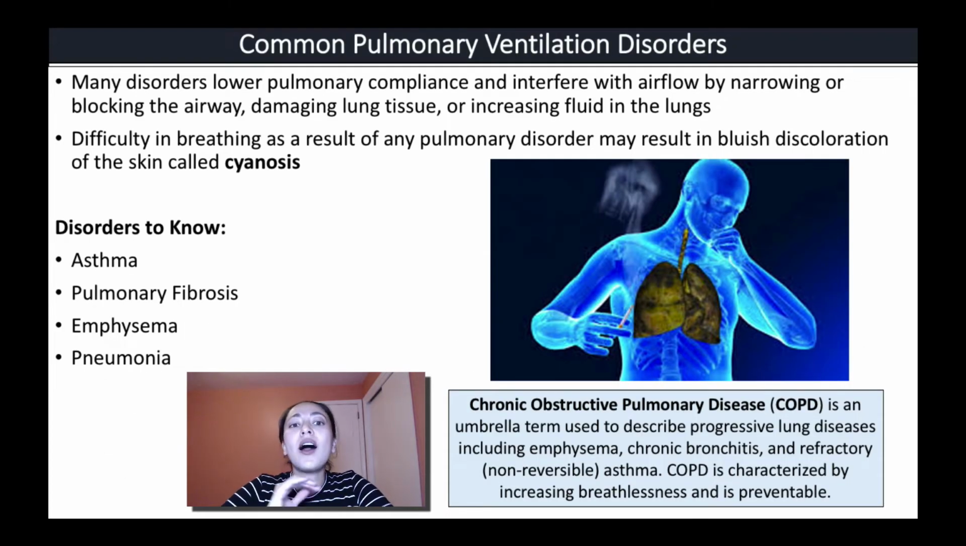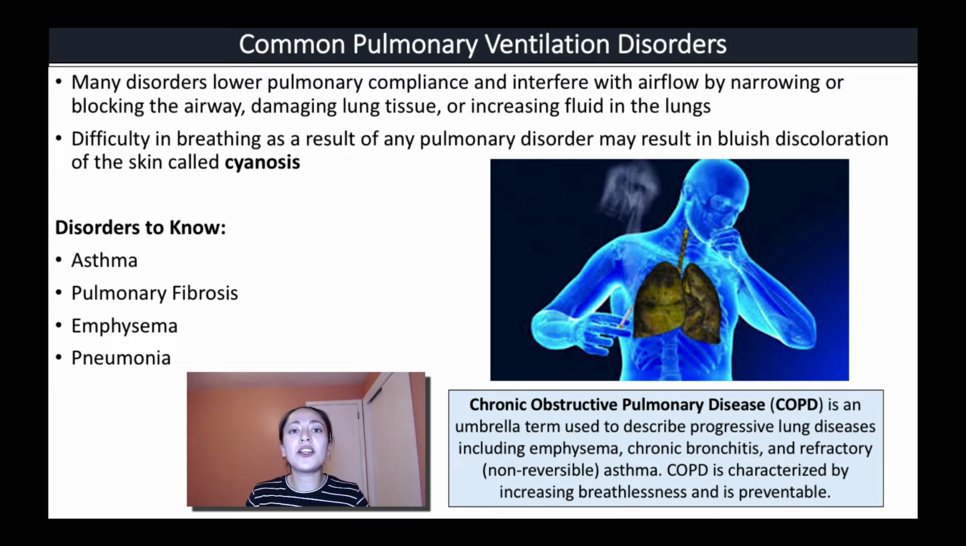Now let's talk about some common pulmonary ventilation disorders. Many disorders lower pulmonary compliance and interfere with airflow by narrowing or blocking the airway, damaging the lung tissue, or increasing fluid in the lungs. These things often result in difficulty in breathing and may result in bluish discoloration of the skin called cyanosis if the person is not getting enough oxygen. The disorders that you should know include asthma, pulmonary fibrosis, emphysema, and pneumonia. These are the four that we're just going to briefly go over.